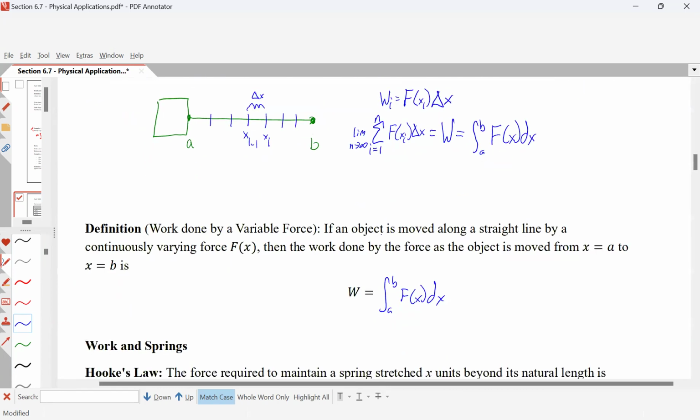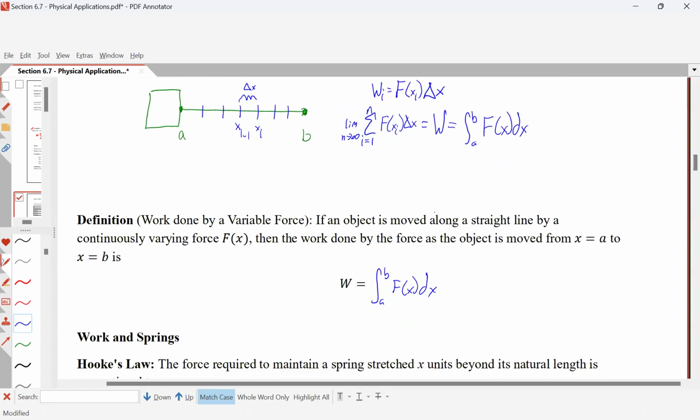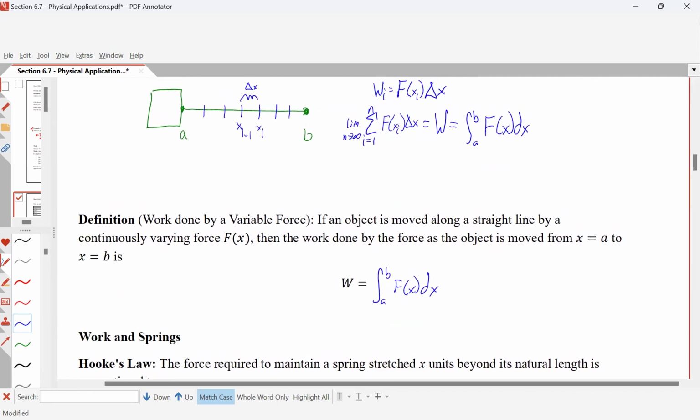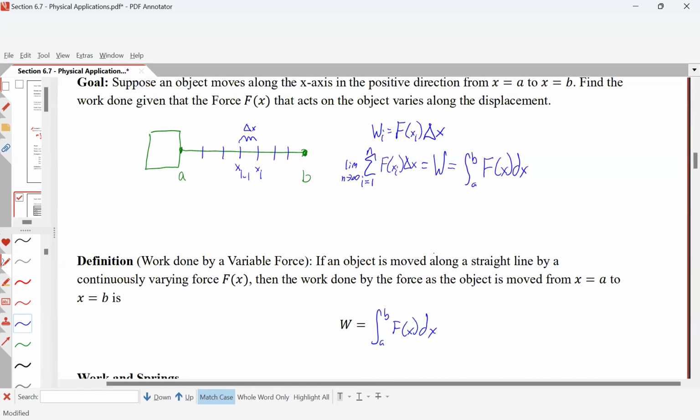In the next example, in the next video, we'll look at work being done on springs and see how we can use this work formula with an integral to find how much work is done to stretch or compress a spring.